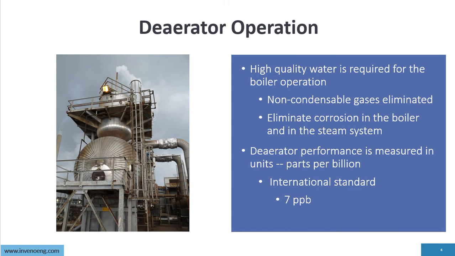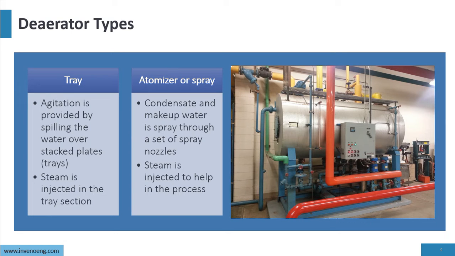For the deaerator operation, high quality water is required for the boiler operation. We have to remove the non-condensable gases or eliminate them. Eliminating corrosion in the boiler and the steam system is the result of having a performing deaerator. The deaerator performance is measured in units of parts per billion. International standard, 7 parts per billion. It's also an ASME standard to have 7 parts per billion operation for dissolved oxygen.